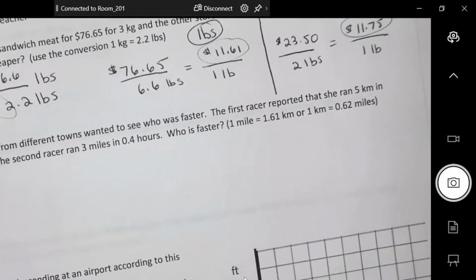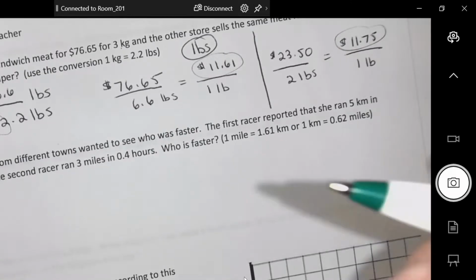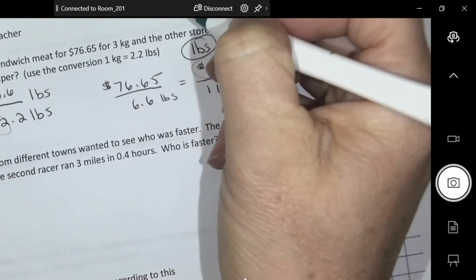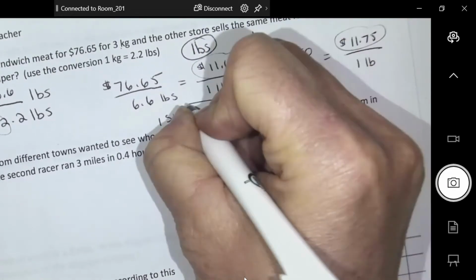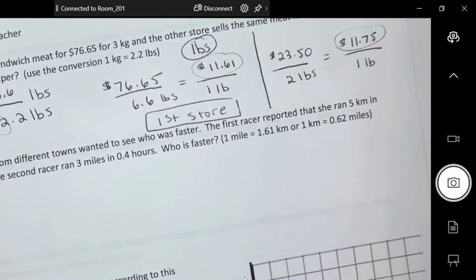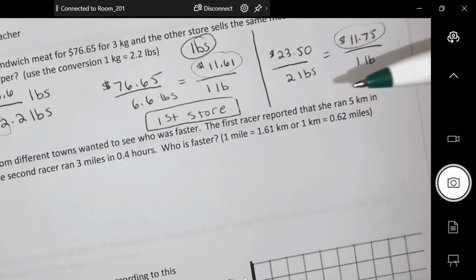Okay, on your test, I'm also awarding points to answering the question. So I haven't even answered the question. Which store is cheaper is my question. The first store. So somewhere you need to make sure you are answering me the question. On your test, it's like a half point deduction if you forget to just write that. So don't want to do that.